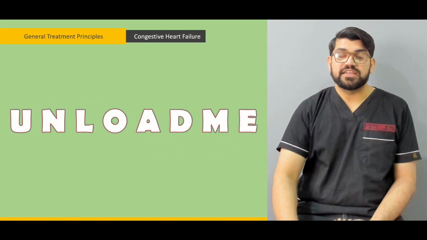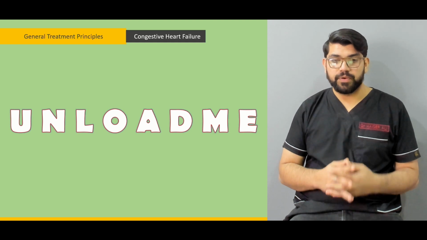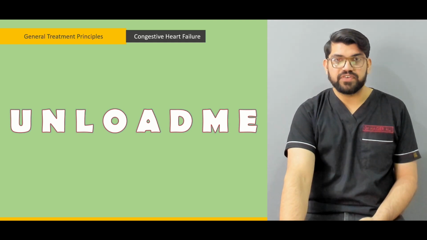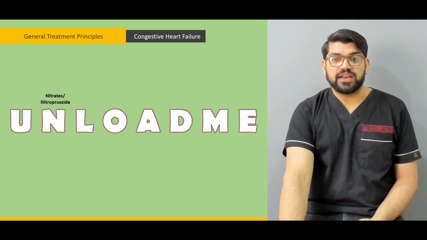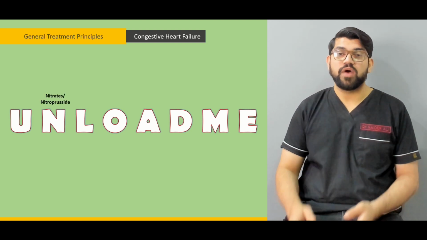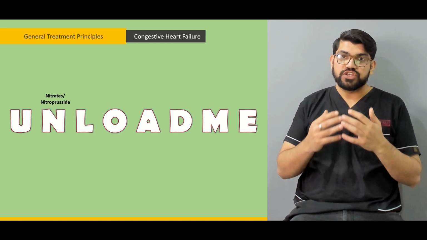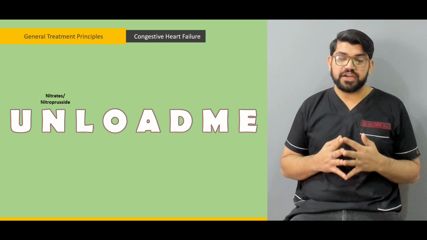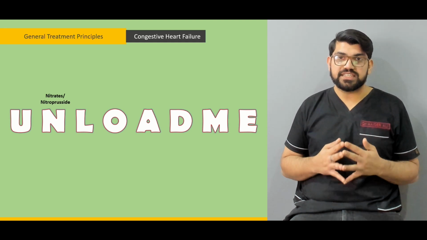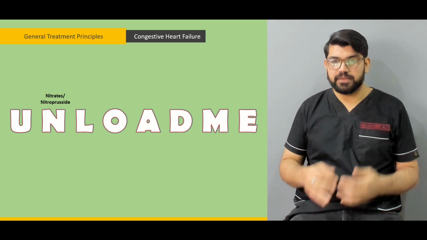Congestive heart failure. These are several mnemonics we'll go through one by one. So that is unload me first. That is upright position. Then you can give nitrates and nitroprusside. Why are nitrates important? Because they decrease the preload and afterload. So it decreases the cardiac workload and decreases the cardiac pressure. So eventually the patient gets symptomatically better.